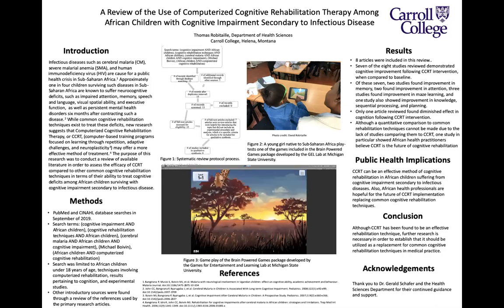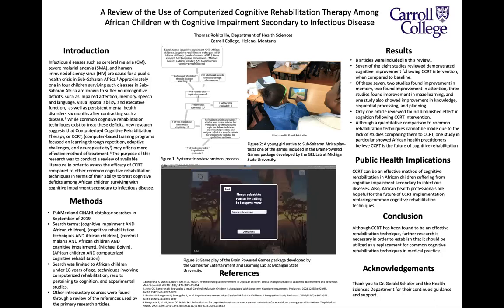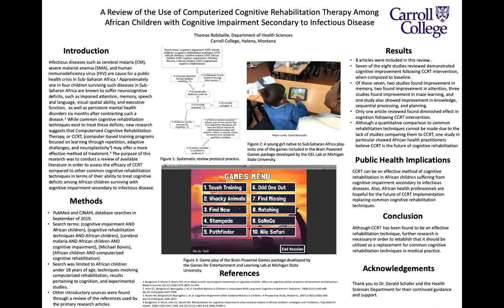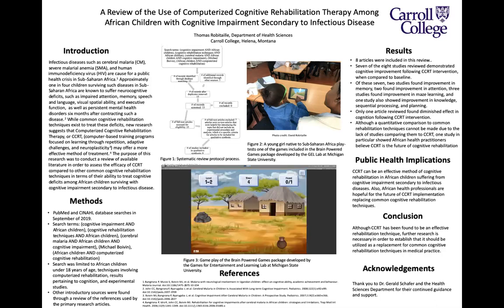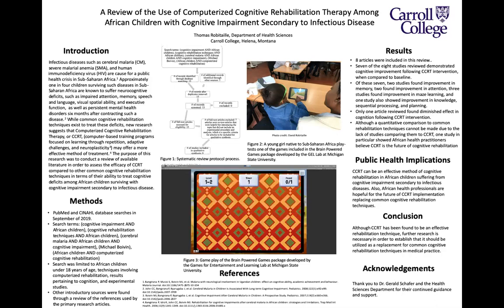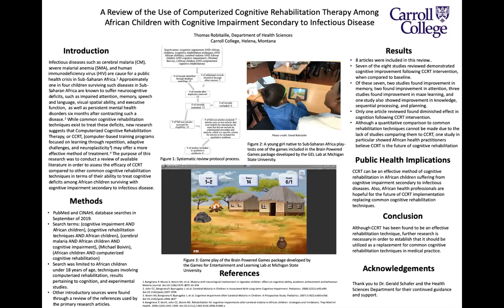Infectious diseases such as cerebral malaria, severe malarial anemia, and human immunodeficiency virus, or HIV, are cause for a public health crisis in sub-Saharan Africa. Just about 1 in 4 children surviving with these diseases are known to suffer neurocognitive deficits, such as impaired attention, memory, speech, and language, impaired visual spatial ability, and executive function, and they're also known to suffer mental health disorders 6 months after contracting these diseases.